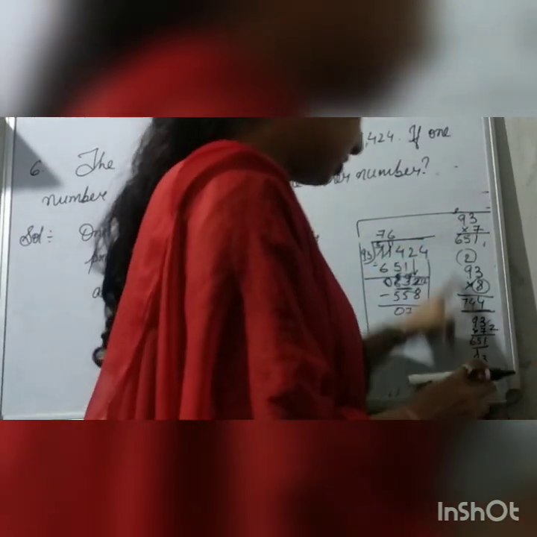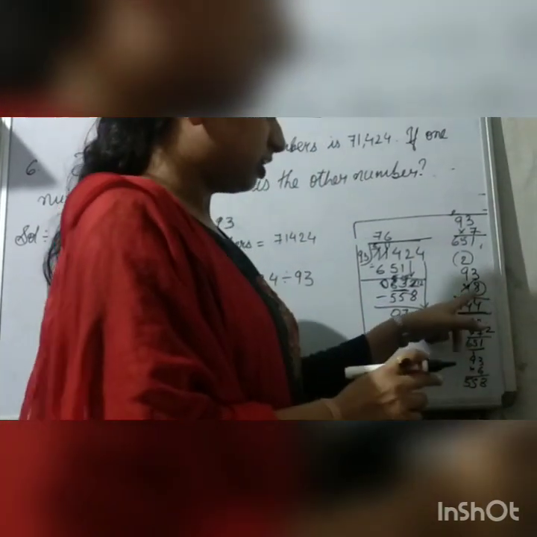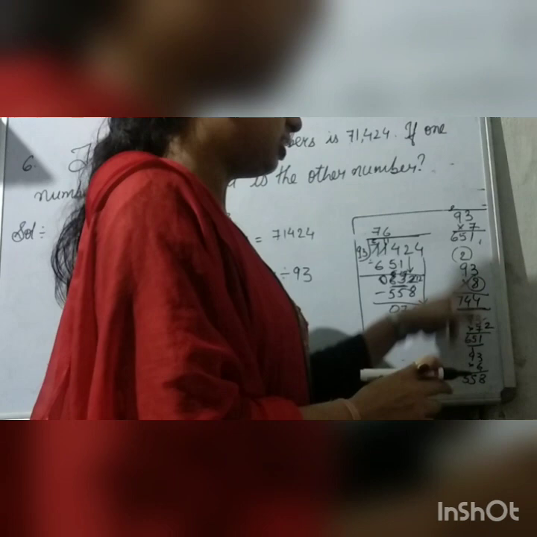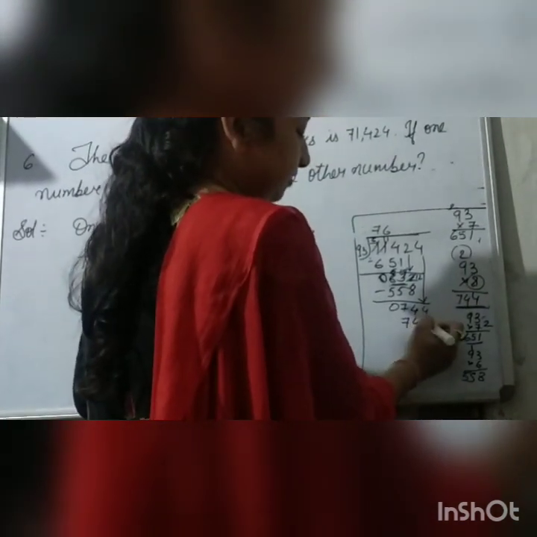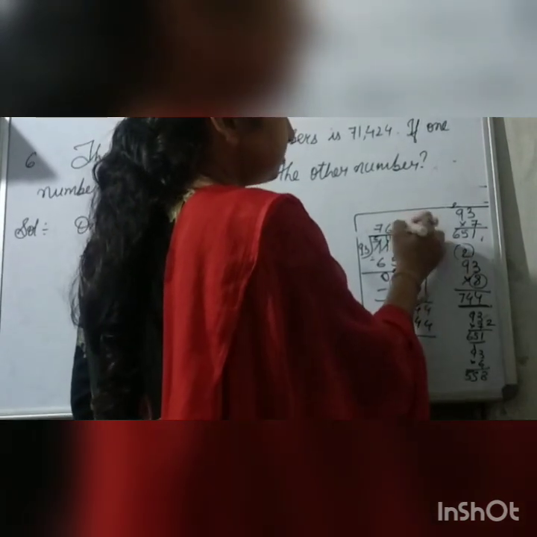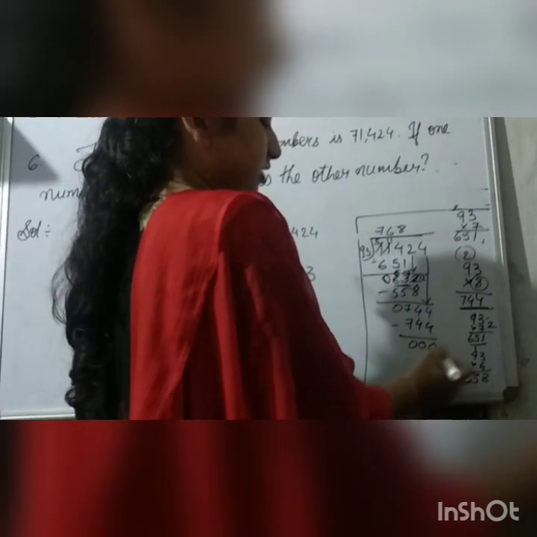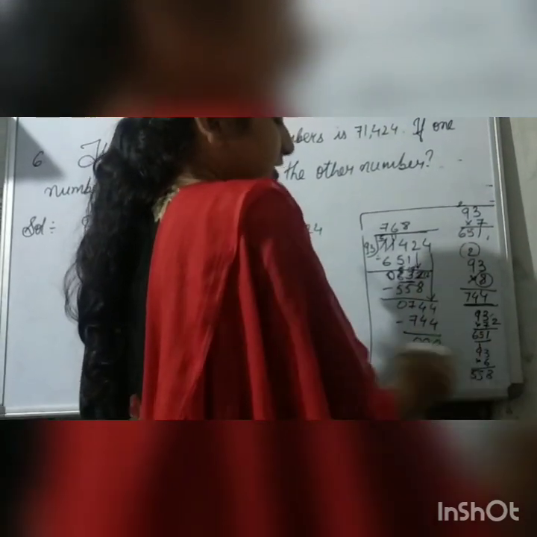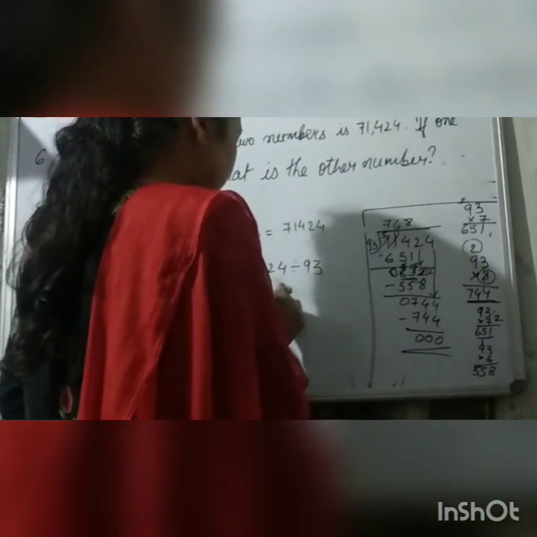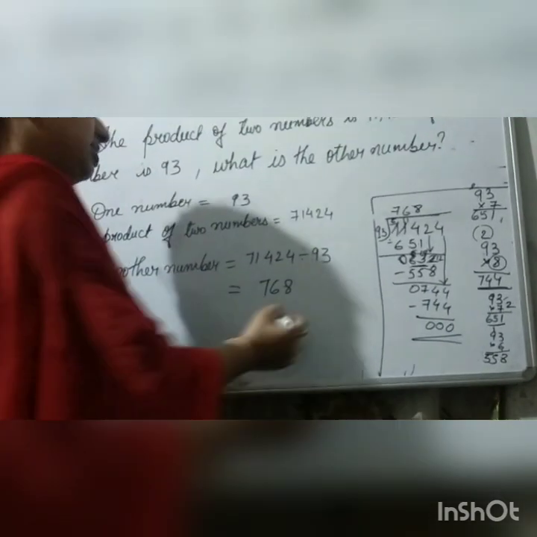We have already written the 93 table here. We can see that 744 is coming 8 times in the table of 93. So we'll write 744, 8 times. Now we subtract: 4 minus 4, 0; 0; 0. That means the remainder is 0. Now no numbers are left to write or divide, so we stop here and 768 is the answer. That means the other number is 768.